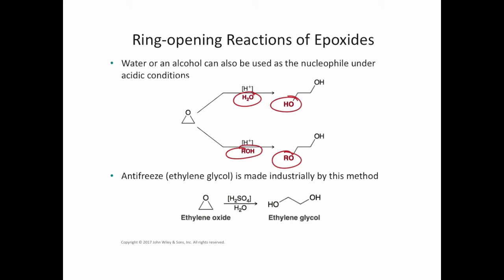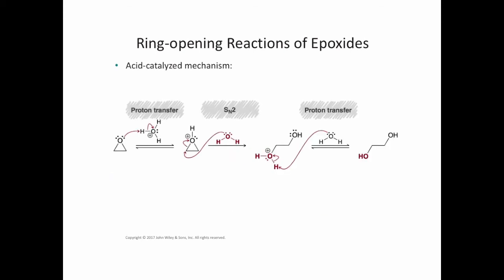Antifreeze, also known as ethylene glycol, is made industrially using this method. So this shows the acid catalyzed mechanism for the addition of water. First you protonate the oxygen, and now we have this really electrophilic epoxide, and then the nucleophile is going to attack one of the two carbons of the epoxide, opening up the ring, and then we get to this intermediate where water attacked, but this is a positively charged oxygen, so we're going to do one more proton transfer because we always want to end up with neutral products.